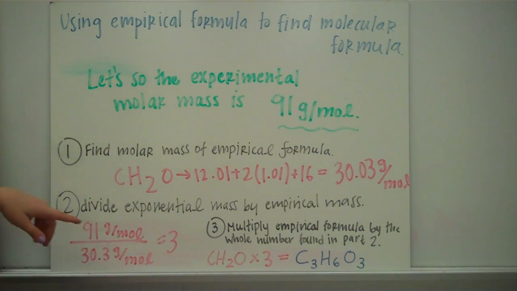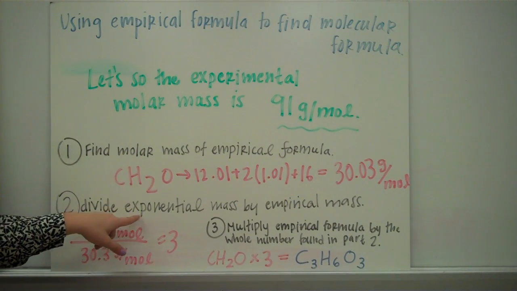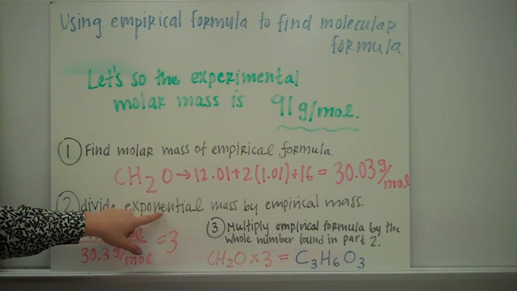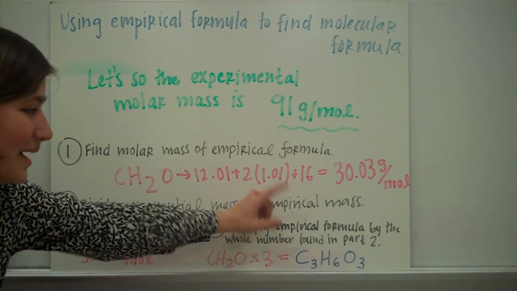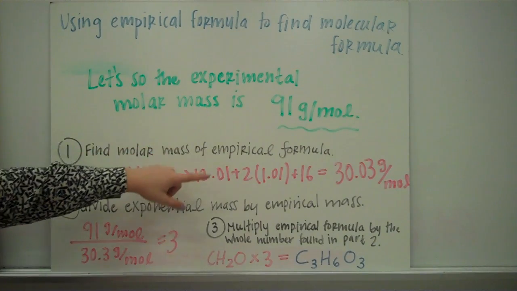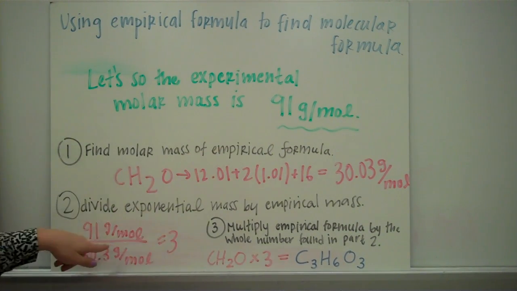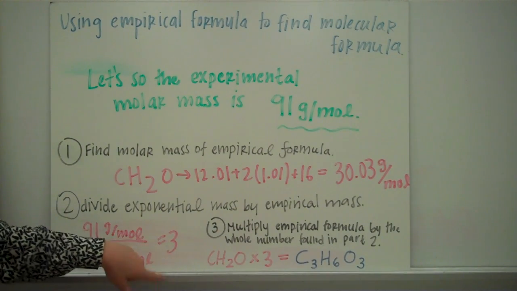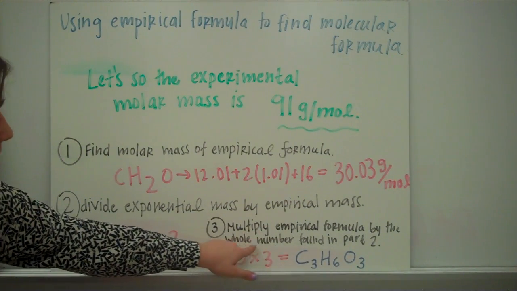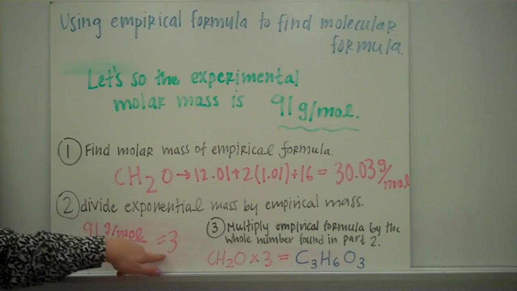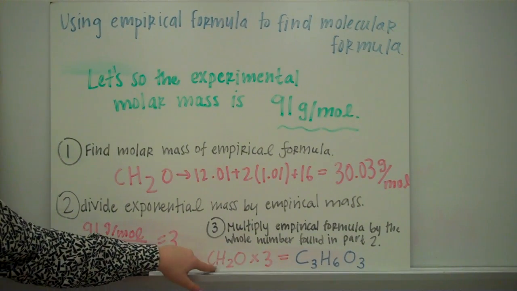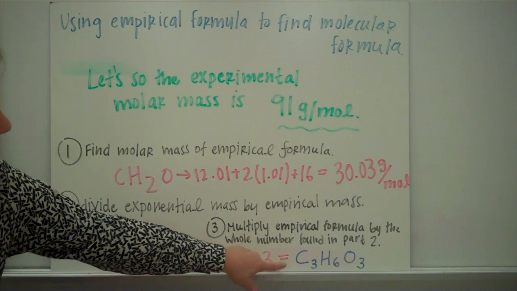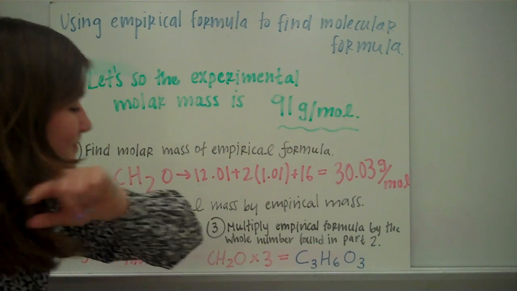which gives us a total mass of 30.03 grams per mole. So you divide the experimental mass by the empirical mass. So the experimental mass is 91, and you divide by the empirical mass, which is 30.03, and you end up with 3. So you multiply the empirical formula by the whole number found in part 2, which is 3. So the empirical formula CH2O multiplied by 3 gives you C3H6O3.